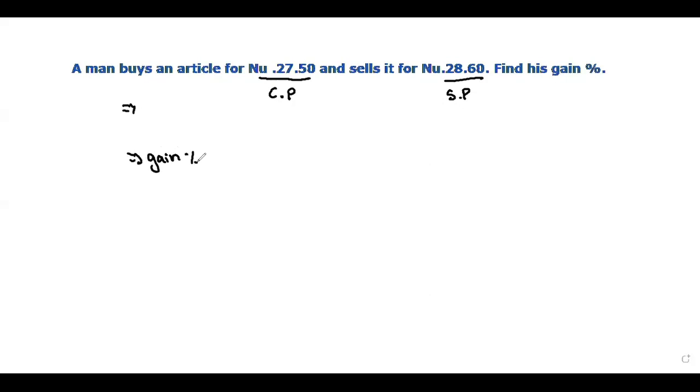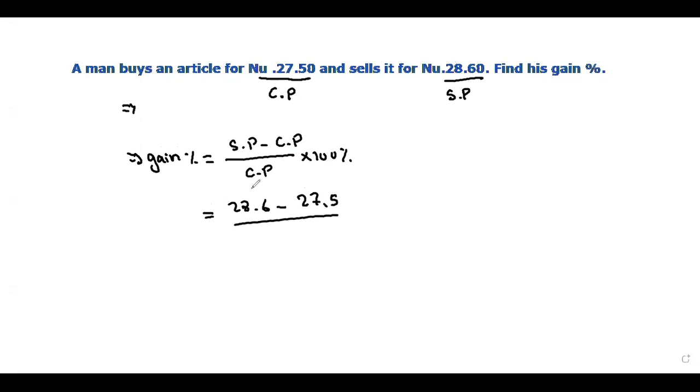The gain percentage formula is SP minus CP, that is selling price minus cost price, divided by cost price, times 100%. So all right, the selling price comes to 28.6 minus the cost price 27.5, divided by the cost price 27.5, times 100%. Now, for loss, it is CP minus SP divided by CP times 100%.